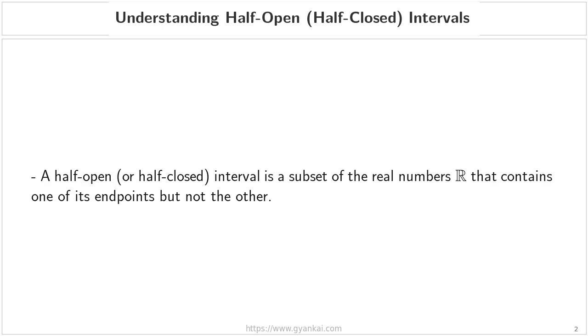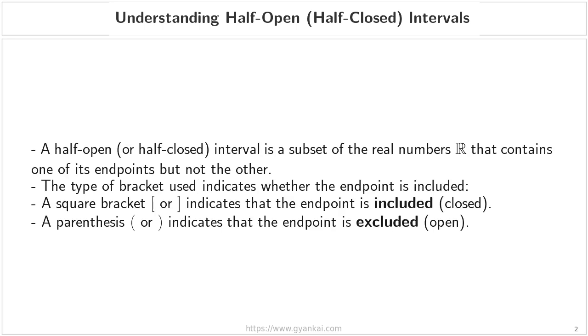Understanding half-open, half-closed intervals. Now that we've recalled our previous lessons on open and closed intervals, let's dive into the core definition of what we're studying today. A half-open, or sometimes called a half-closed, interval is simply a subset of the real numbers, which we denote as R, that contains exactly one of its endpoints, but leaves the other one out. To read these intervals correctly, you just need to look at the type of bracket used, as this tells you whether an endpoint is included in the set or not.